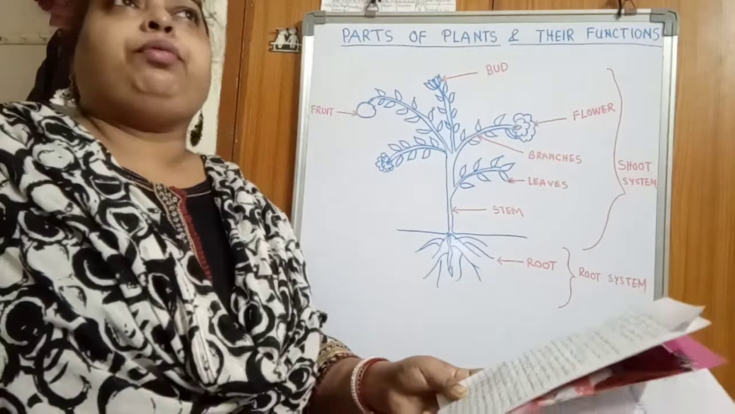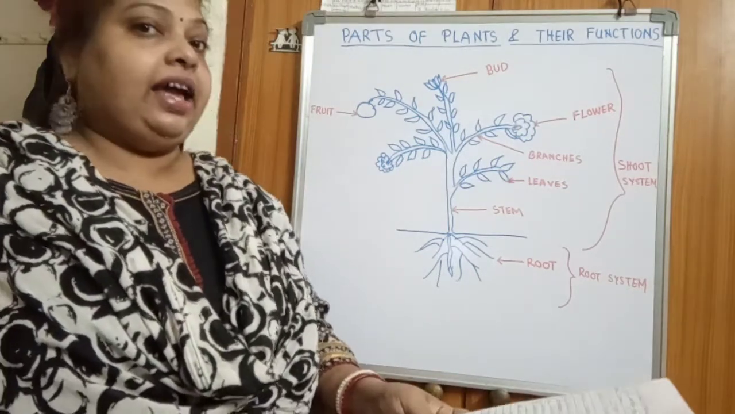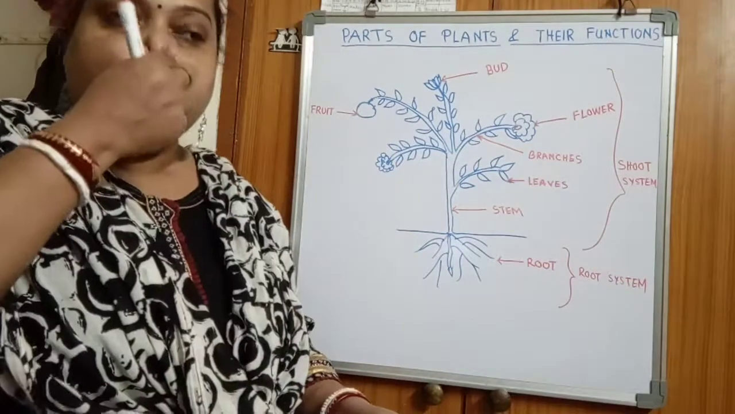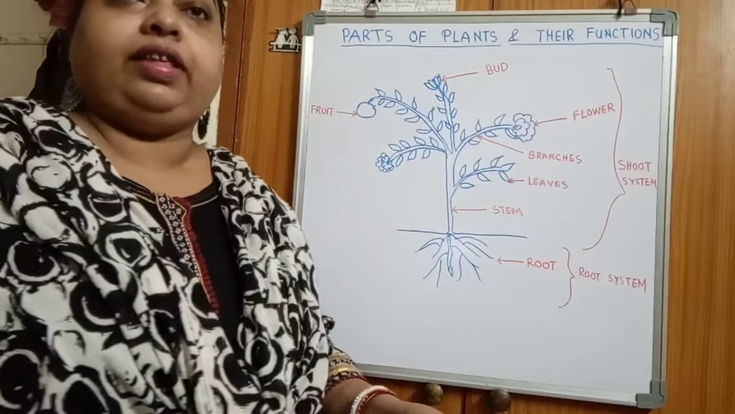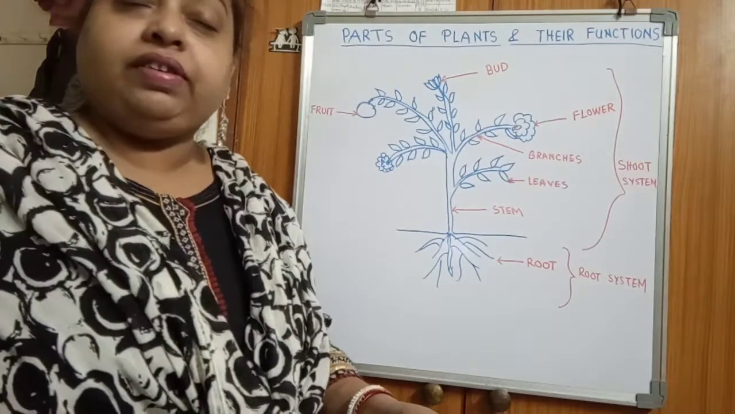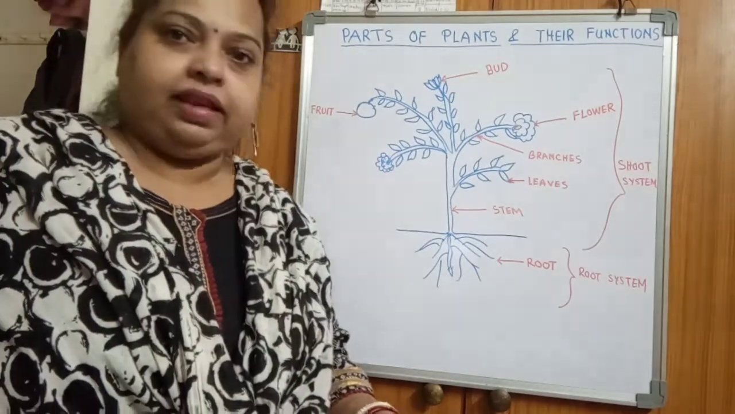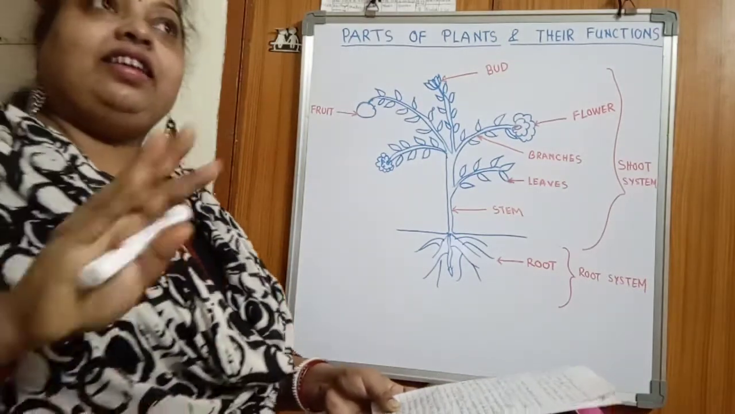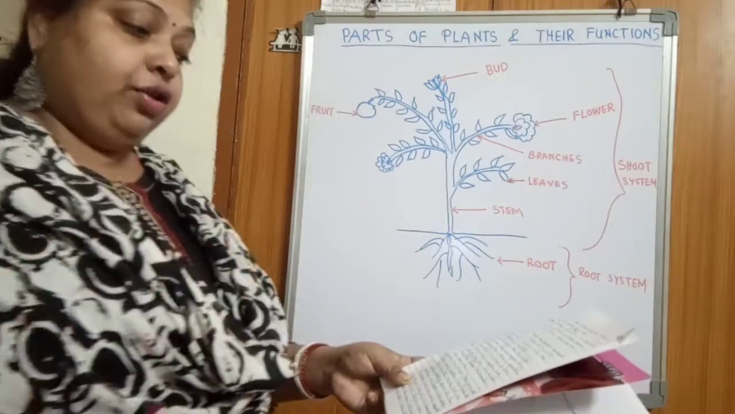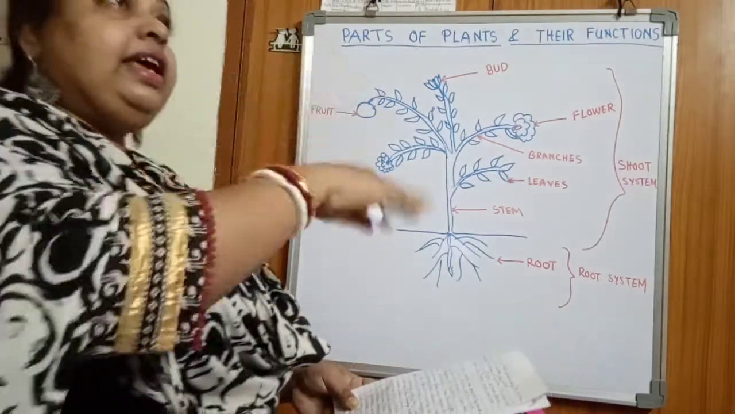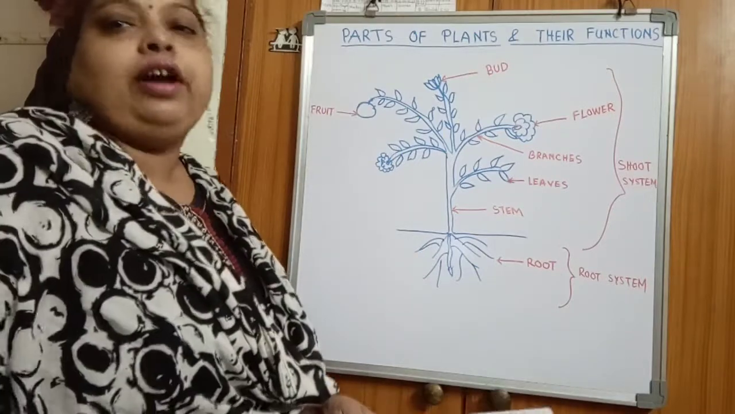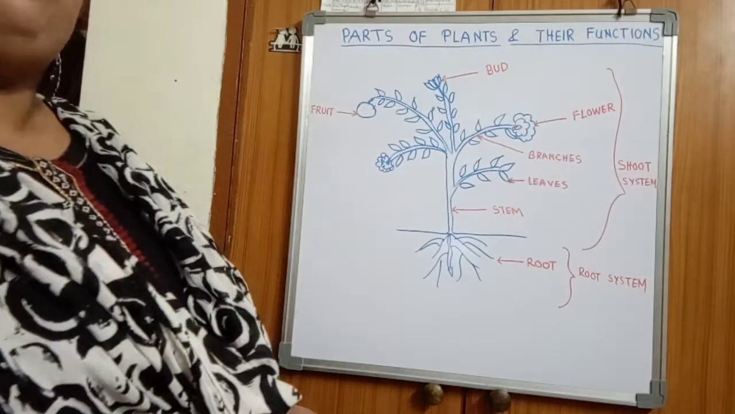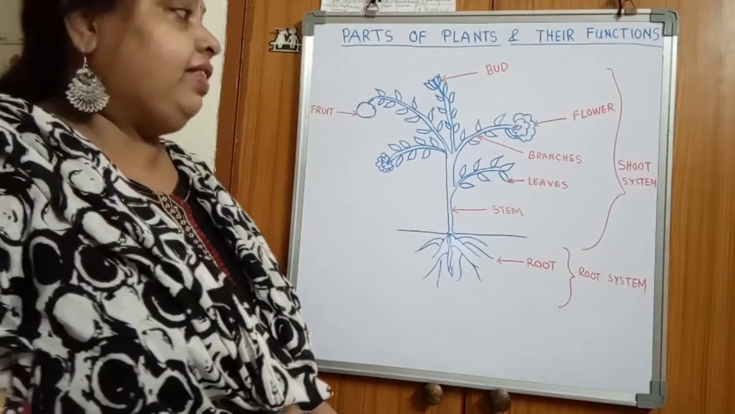And this photosynthesis process happens during daytime. That means during daytime the plant gives out oxygen and it takes in carbon dioxide, which is required for the process of photosynthesis. But what happens during night? During night the opposite thing happens. The leaves take in oxygen and give out carbon dioxide. So it maintains a balance.